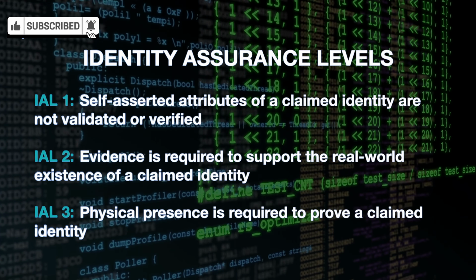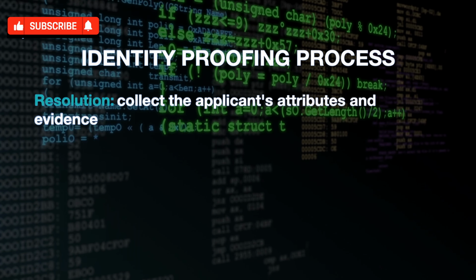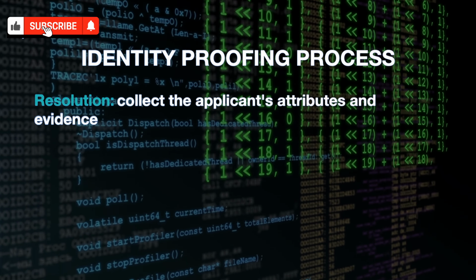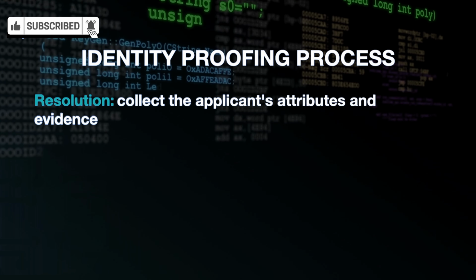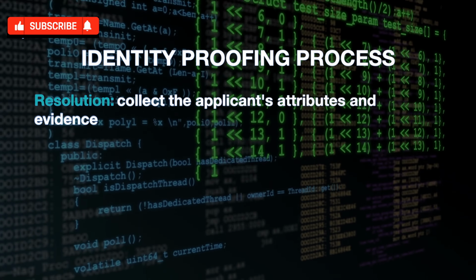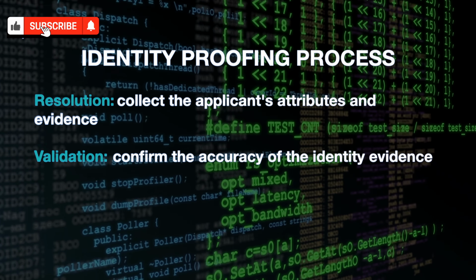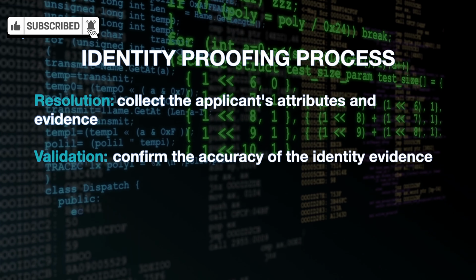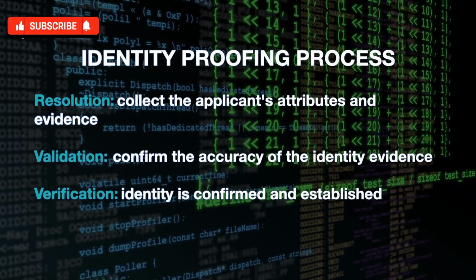Now the process itself starts with what is called resolution. So once we start the identity proofing, we are going to perform resolution, where we are going to collect all of the applicant's attributes and their supporting evidence and provide that to the CSP. The CSP is going to validate this. Then they are going to confirm the accuracy of the identity evidence. Then the evidence is going to be verified, and the identity is confirmed and established at that point.